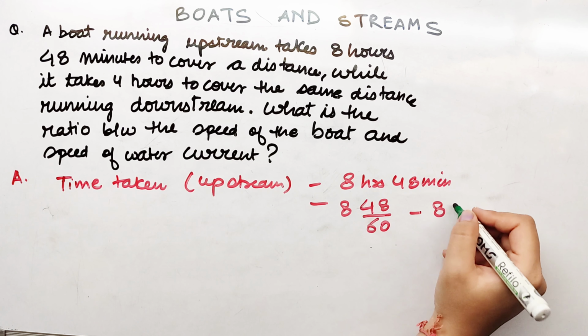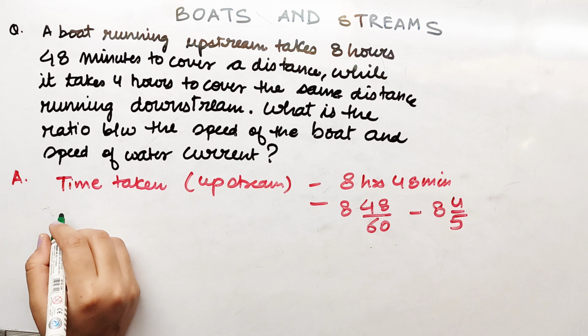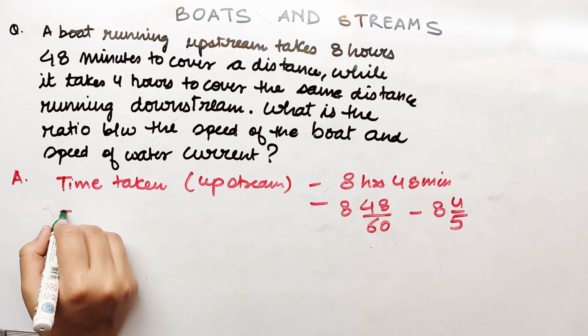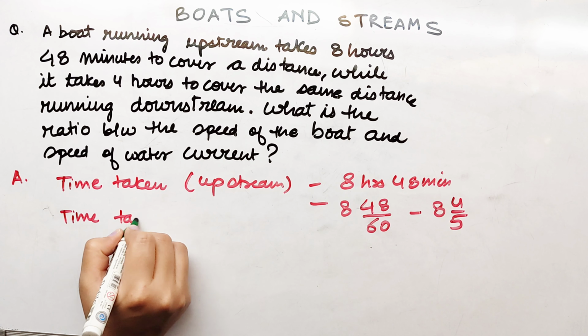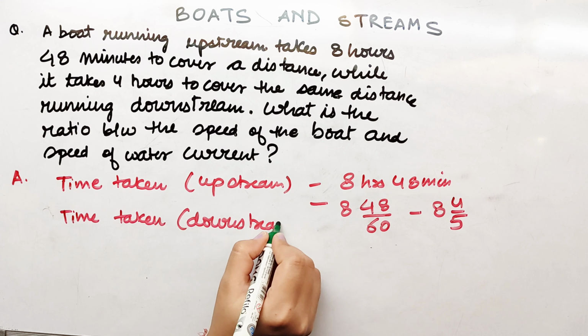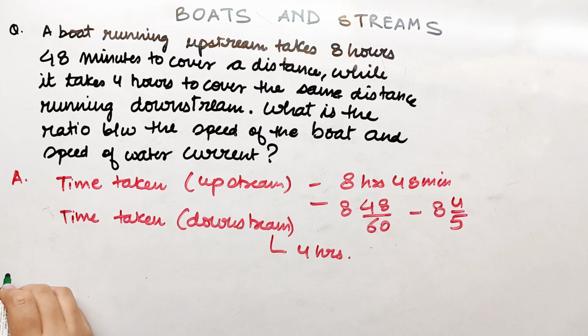We get 8 upon, sorry, 8 and 4 upon 5. Okay, so this is a mixed fraction. You can change it into a normal fraction, which is a simple fraction. So it will be 8 times 5 is 40, 44 upon 5. Okay, next, the time taken for downstream is 4 hours. So this is given as it is, so we don't have to change it.